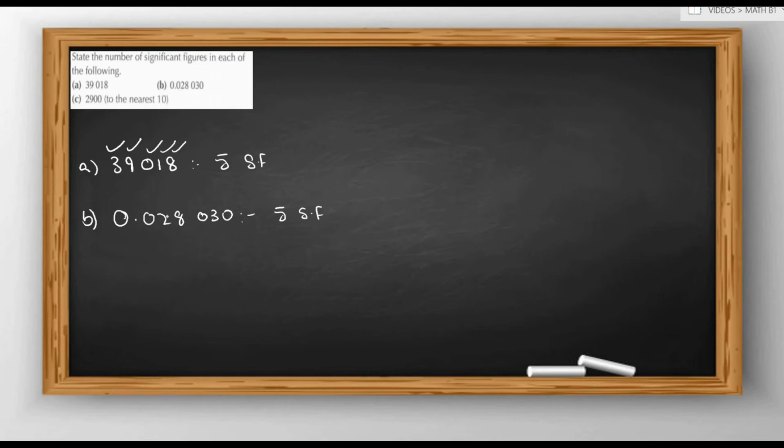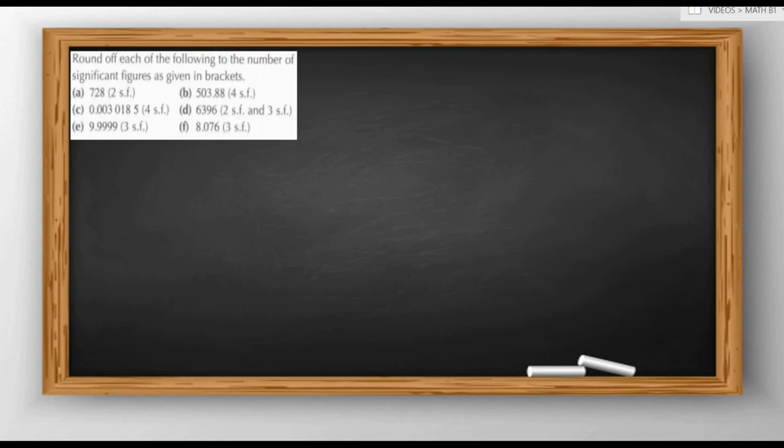How? I told you that if you have a zero digit at the start, then it would not be considered as a significant figure. The only time 0 is considered as a significant figure is when it is after a non-zero digit. So the significant figures in this question are 1, 2, 3, 4 and 5. Moving on to part C, it says 2900 to the nearest 10. So 2900 to the nearest 10 has 3 significant figures.